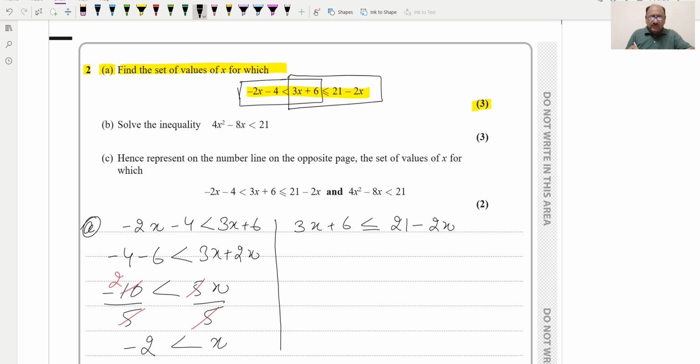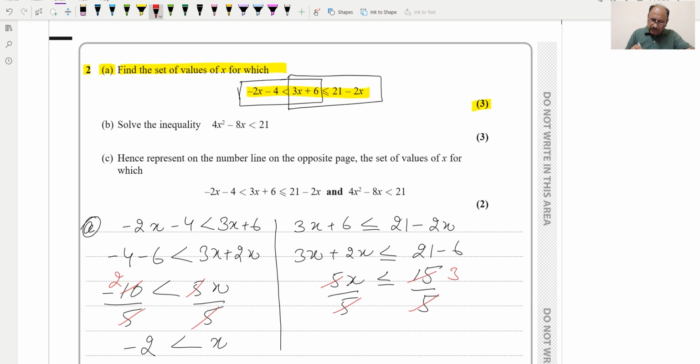Now we can solve the other side. We shift the minus 2x to this side and plus 6 to the other side, and this will become 3x plus 2x is less than or equal to 21 minus 6. So 5x is less than or equal to 15, divided by 5 on both sides, and we will be cancelling this.